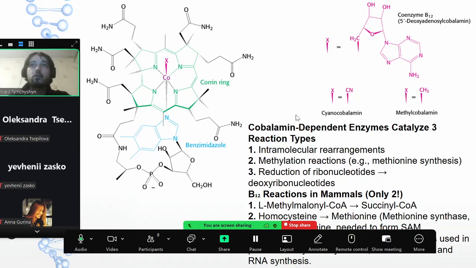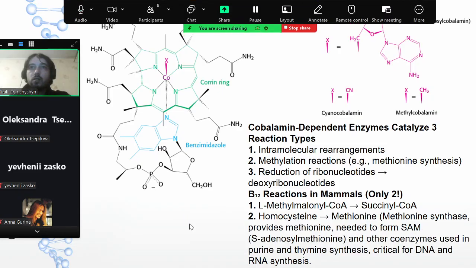So you may have so-called cyanocobalamin. I guess that's the form that we are taking as vitamin B12, if I don't mix up things. You may have methylcobalamin, or you might have this sort of form. So it works well. There are certain reaction types that are catalyzed with these sort of enzymes.